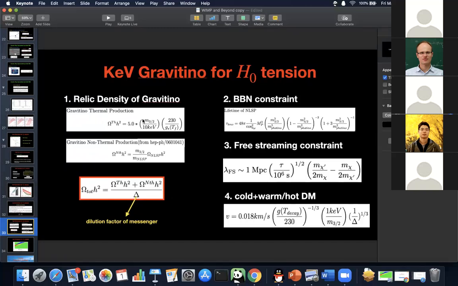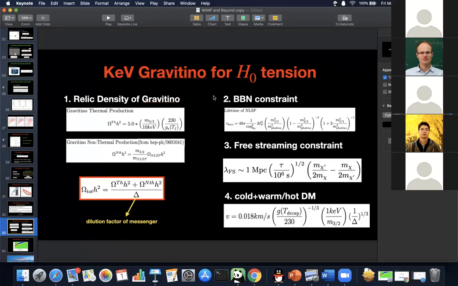to get the correct one. And also our dark matter is composed of two parts. One is the thermal production of gravitino: after inflation, for higher reheating temperatures, some gravitinos can be produced in the thermal bath. Also, we need the non-thermal productions.